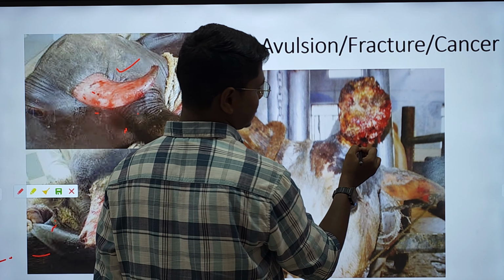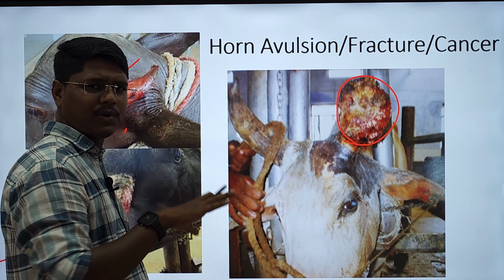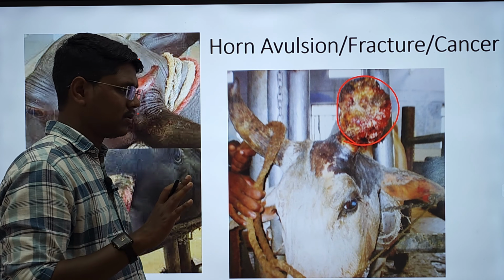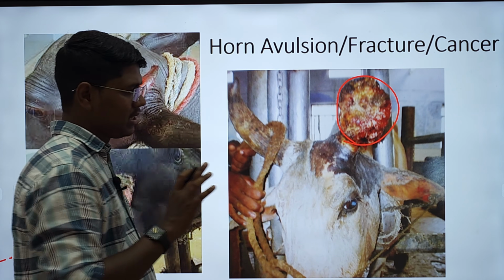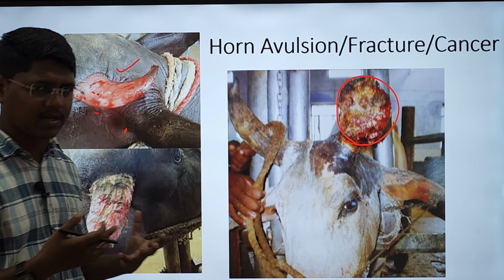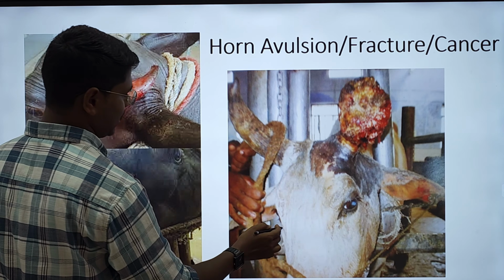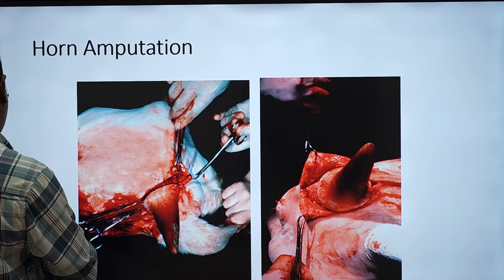So this is a case of horn cancer. In most of the horn cancers, horn amputation is the surgery of choice. Okay, or you can say treatment of choice. But sometimes what happens, even if you do the surgery, there will be recurrence. Okay, so these are basically the diseases, and the surgery for all of this is the horn amputation.